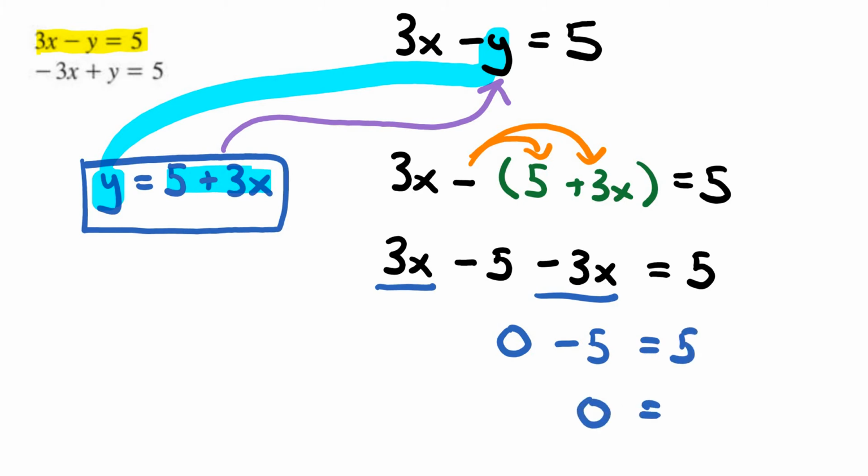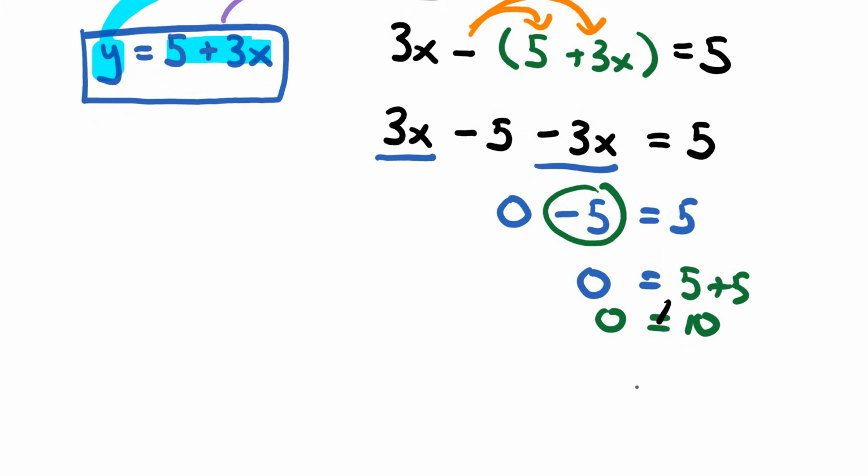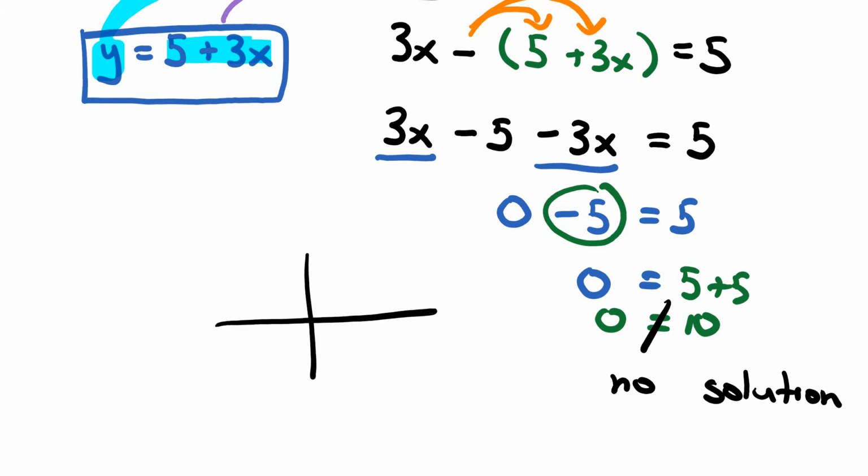0 minus 5 equals 5, and if I bring this negative 5 over, I get 5 plus 5, which is 10, so 0 equals 10. Now, we know that 0 does not equal 10, so this is no solution. What no solution generally means is that if you were to graph your solution, for example, it would just mean that the 2 graphs would never intersect. So there's no intersection point when you graph those 2 equations.